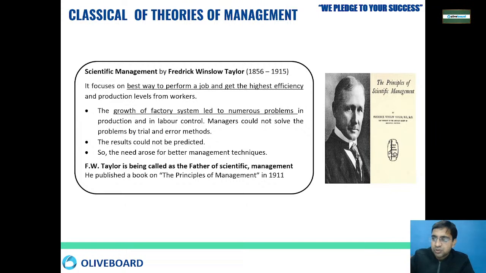Now we keep this much labor, let's see what will happen. Now we will make this much product, let's see what will happen. So there is a problem with trial and error. It is a costly method, and you cannot even predict the result, whether whatever you are doing will give you actual benefit or not. So that was the theory given by F.W. Taylor, and he also wrote a book called Principles of Management in 1911.